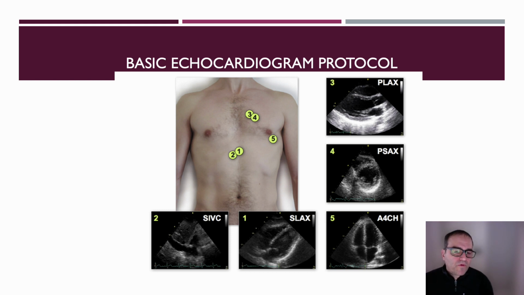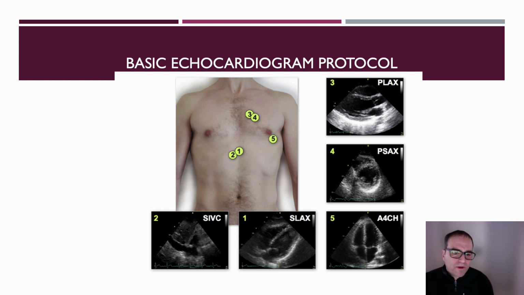Here in number 4, you can see that's obtained rotating the probe clockwise and has different levels to assess different structures. You have the pulmonary artery level, you have the aortic valve level, you have the mitral valve level, the papillary muscle, and apical level. With those, you evaluate LV and RV size and function, and also the pericardial space.